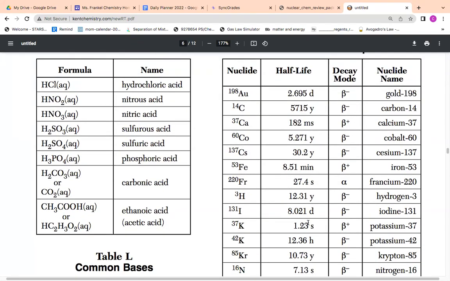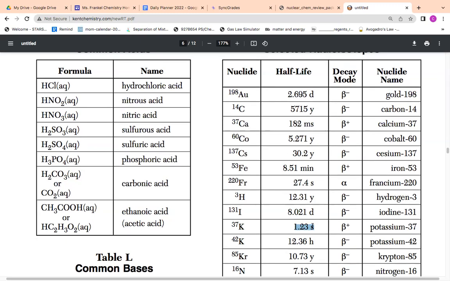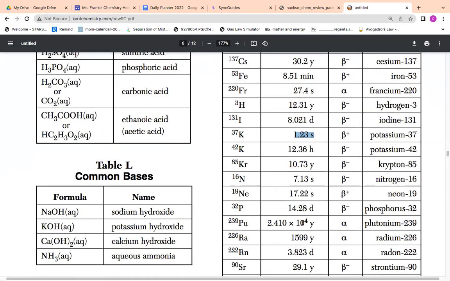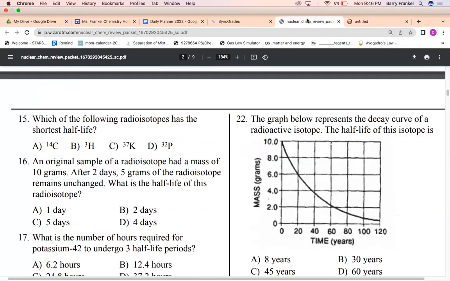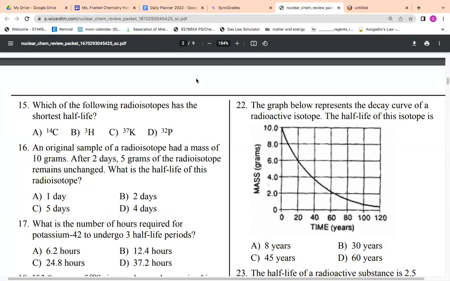Next one is potassium-37 right here. This has a half-life of 1.23 seconds, so an extremely short half-life. So right now that's our winner. Let's see if phosphorus-32 beats that. Phosphorus-32 right here, 14.28 days. That does not beat out the shortest half-life belonging to potassium-37. So that is the one that we would want to go with.